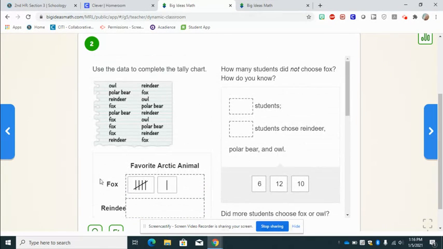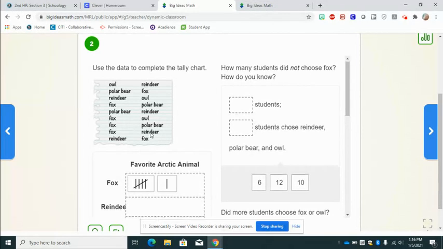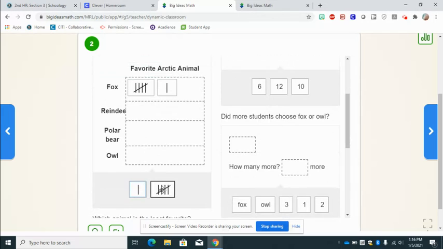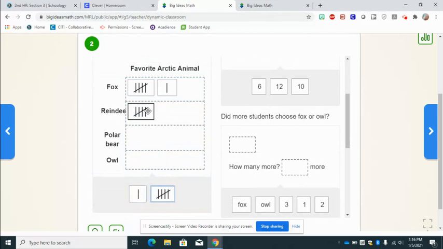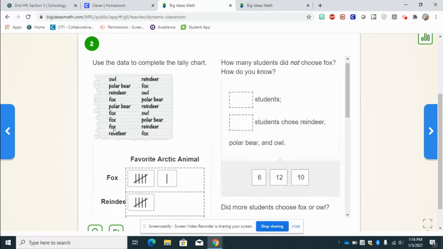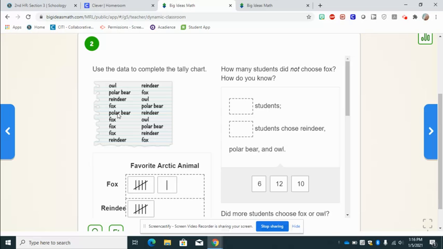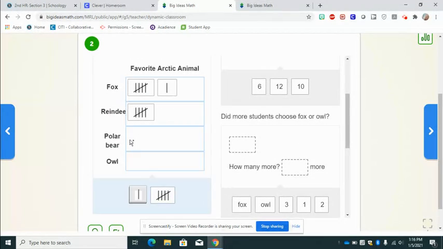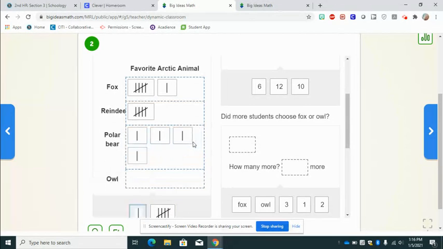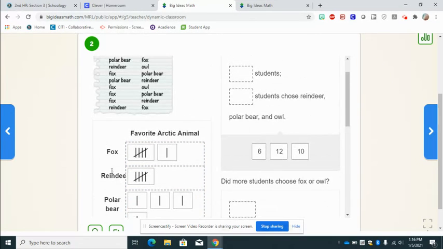All right, now we're going to count the reindeer. So there's 1, 2, 3, 4, 5. Okay, so I can just use this group of tally marks to represent 5 because I know when I see a slash in my tallies, that shows 5. Okay, then we're going to count our polar bear, which is 1, 2, 3, 4. Okay, so we're going to use our tallies for that. 1, 2, 3, 4.